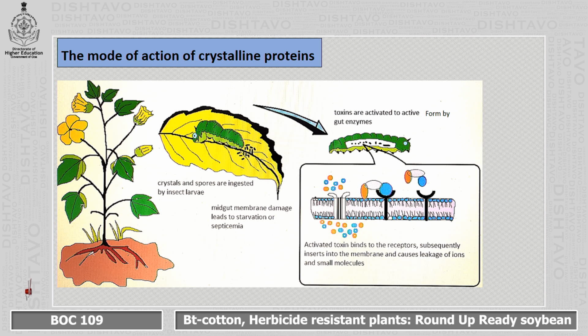So it does not attack the plant that much, because once they feed on one particular leaf, soon the crystalline proteins were activated and they used to form toxins and act on the larvae.